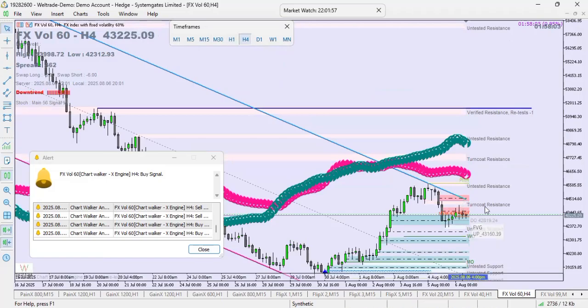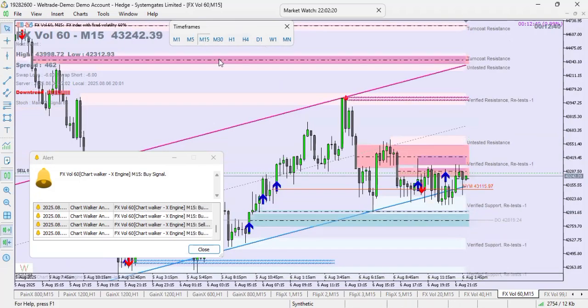You can see that there is a turncoat resistance. When you see a turncoat resistance, it's telling you that it was previously a support region, and the market broke it and came down. Since the market broke it, it has turned to a turncoat resistance, telling me that I should be thinking of selling. So I stick to my 15 minutes.